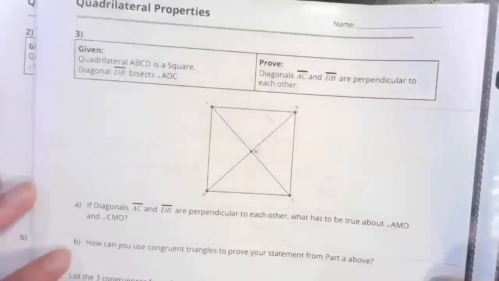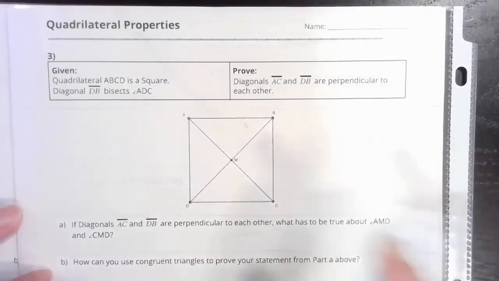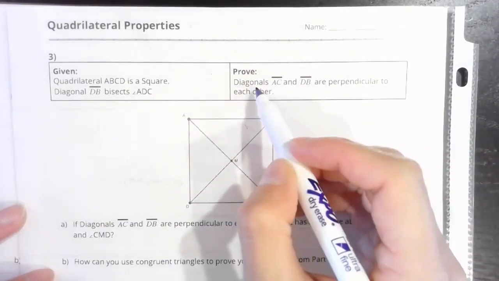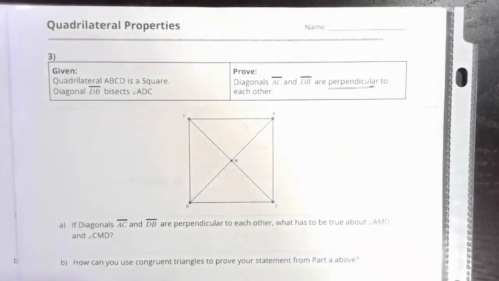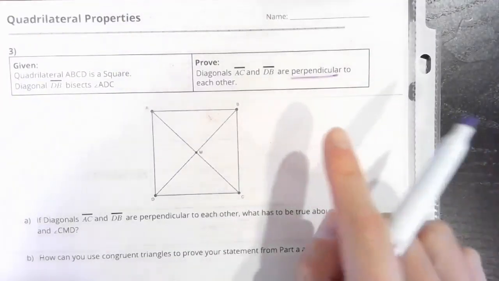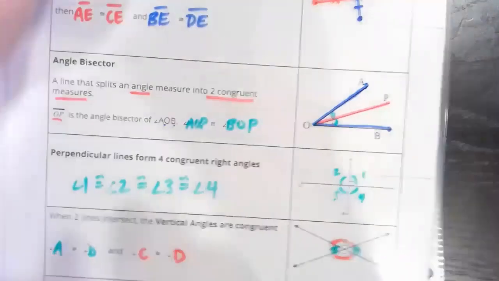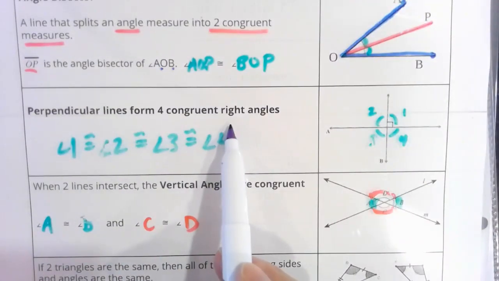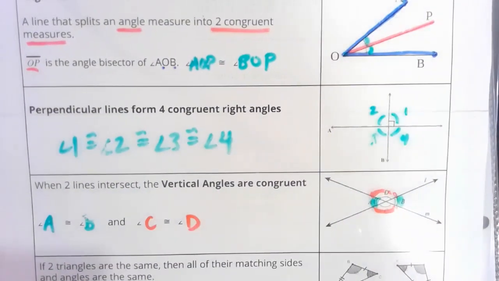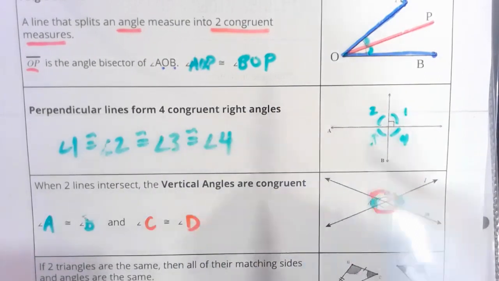And then number 3, let's see if I have that somewhere. Maybe I don't. Oh, here it is. Number 3 is you have a square and it's asking you to prove that the diagonals AC and DB are perpendicular to each other. So when you're trying to prove that things are perpendicular, remember, go back to what we know about perpendicular lines and the congruent angles that they form. So that'll help you out for number 3.